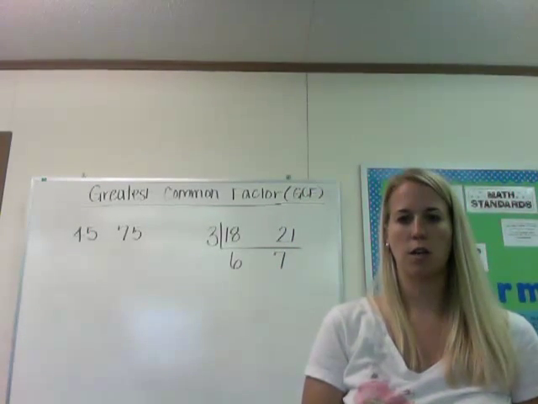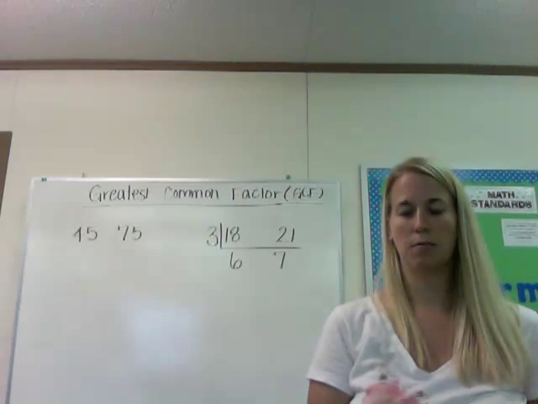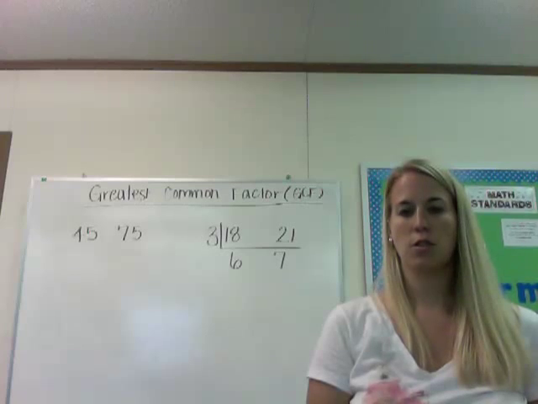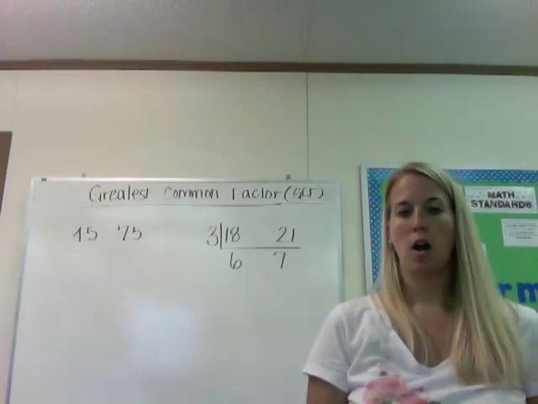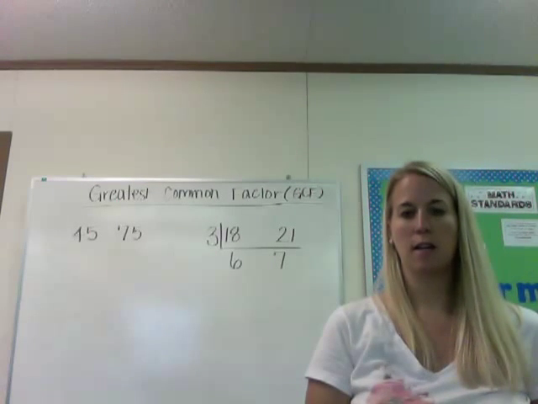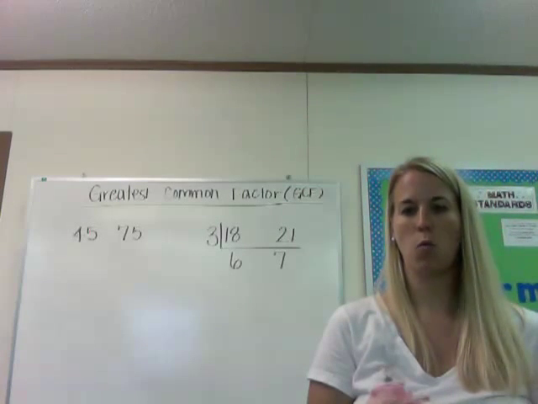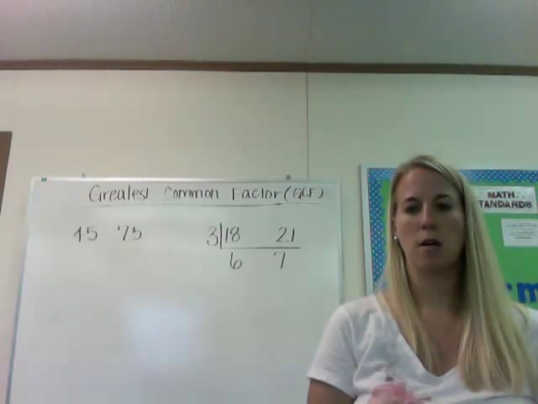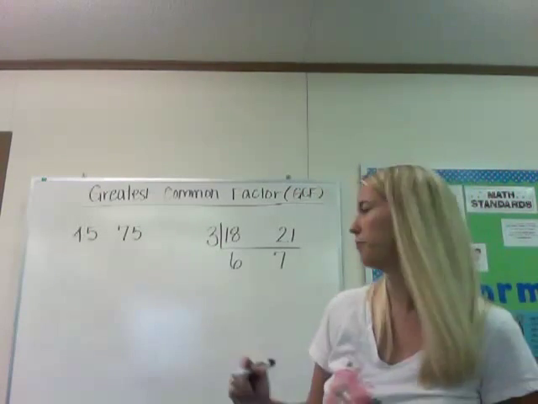Now we're going to ask ourselves, is there any prime number that can go into both 6 and 7? The answer to this is no, and we are done completing our work. Our answer is any numbers that are listed on the left-hand side of my factor ladder multiplied together. Since there's only one number in this case, the number 3, my greatest common factor is 3.